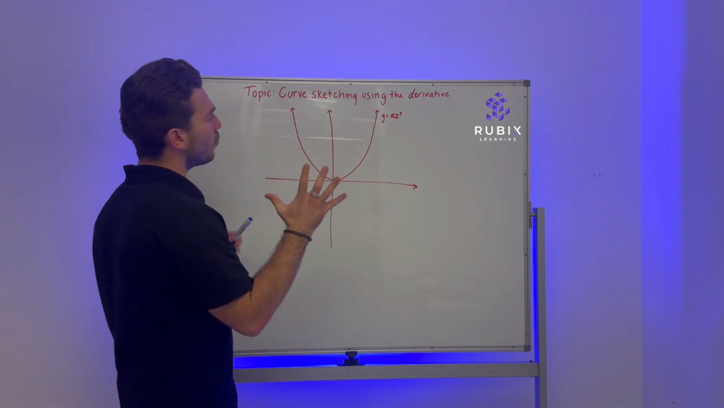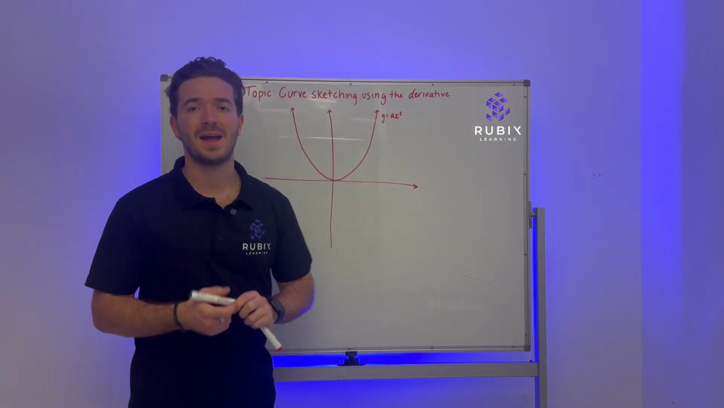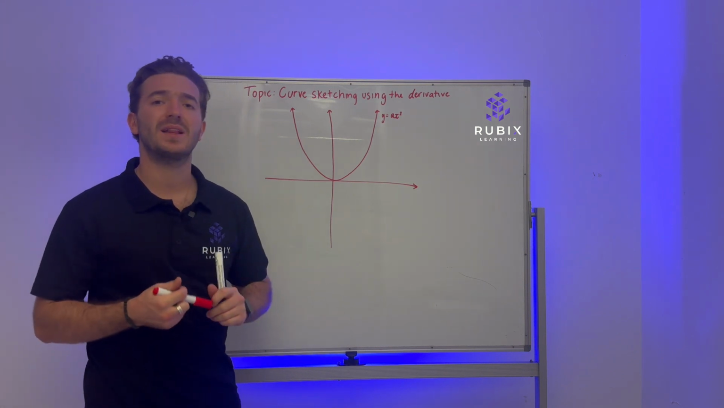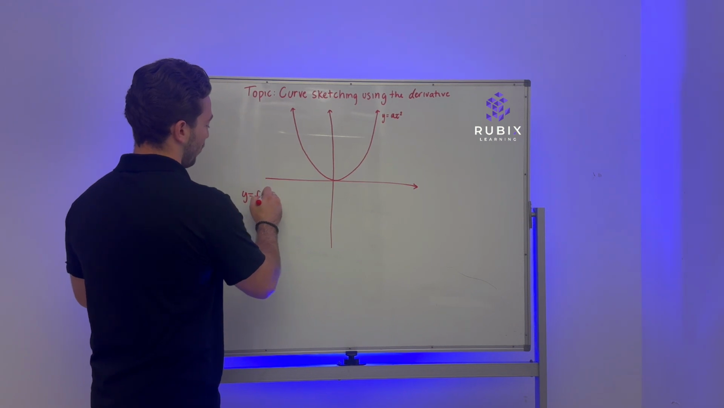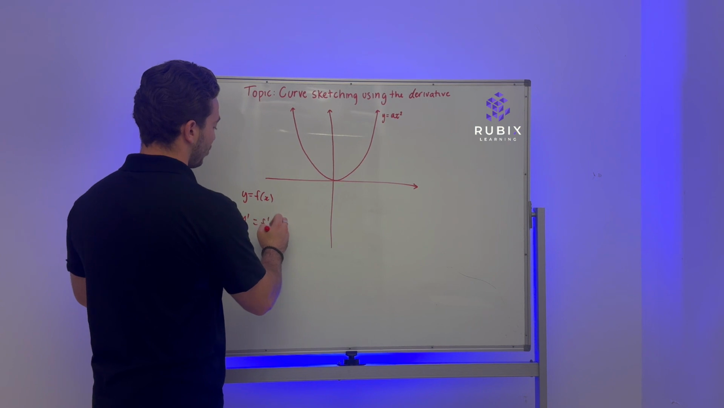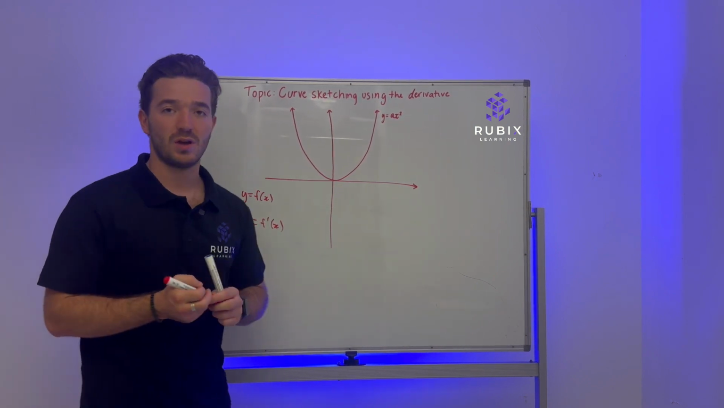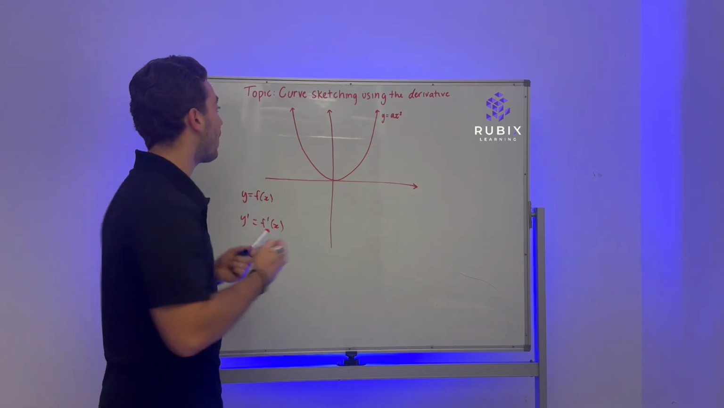So let's review the basic parabola, y equals ax squared. And I want to talk specifically about the gradient function. So if we have y is equal to f(x) as our function, the gradient function y' is equal to f'(x). So let's look at the gradient at multiple points throughout this parabola.